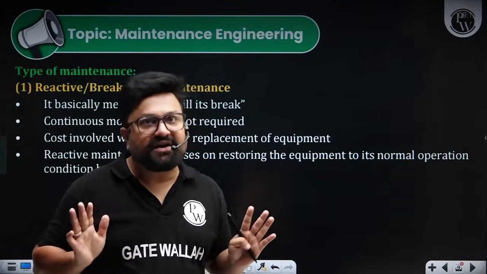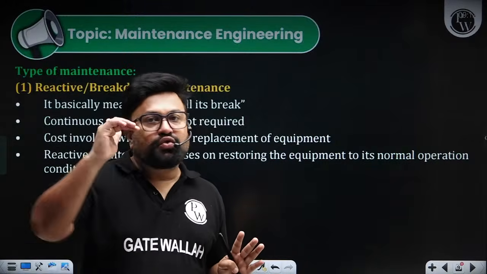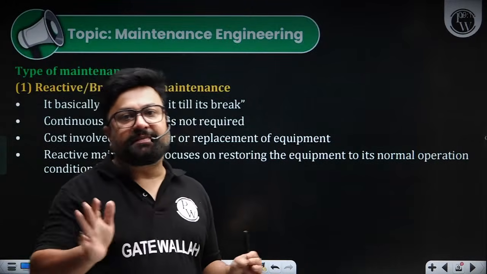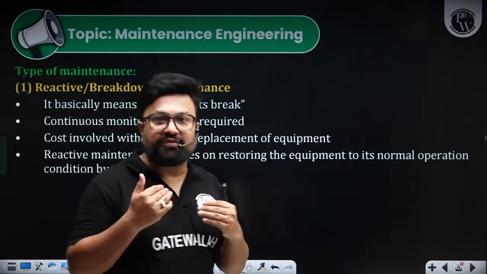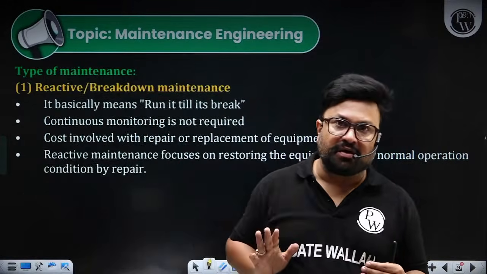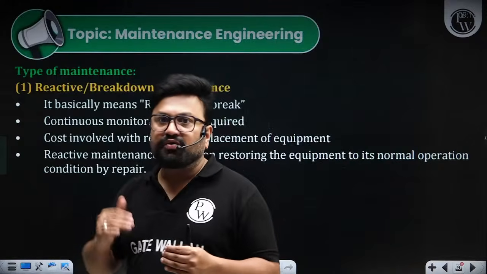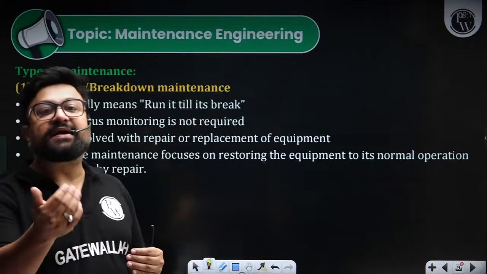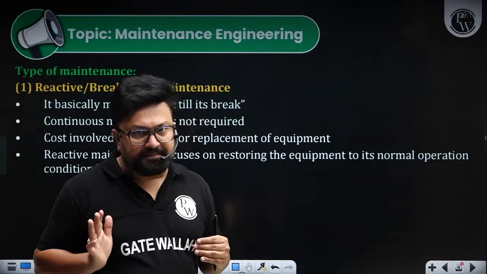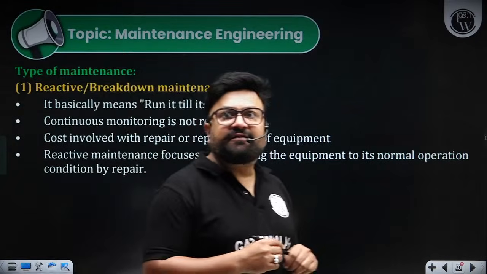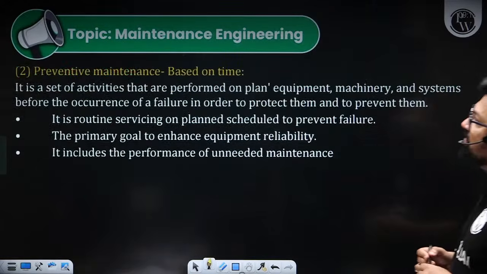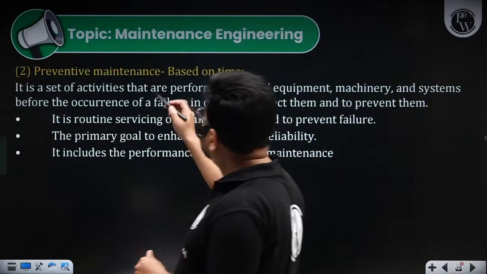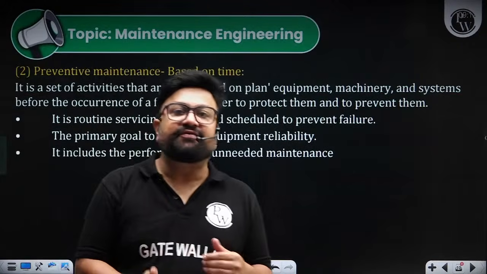Either a component fails, okay, so you need to replace it or you need to repair it. So reactive maintenance focuses on restoring the equipment to its original position, or you can say to its normal operating condition by repair. Okay, that is reactive or breakdown maintenance. Now preventive maintenance, as the name indicates, it prevents the failure.